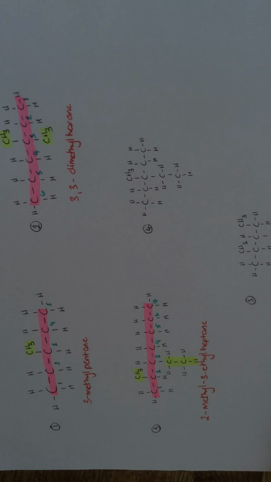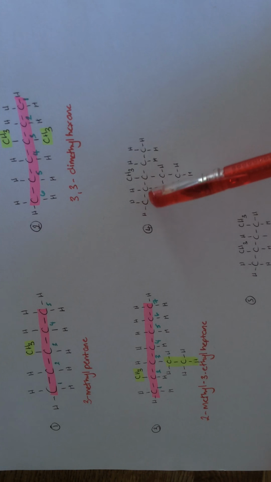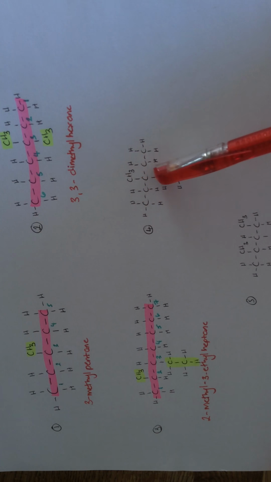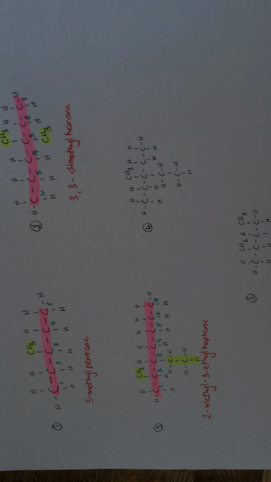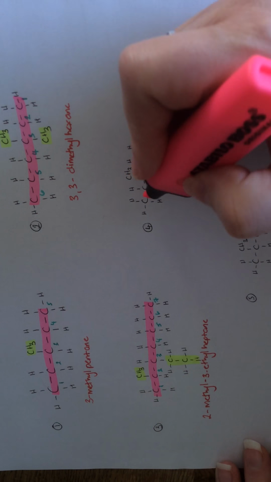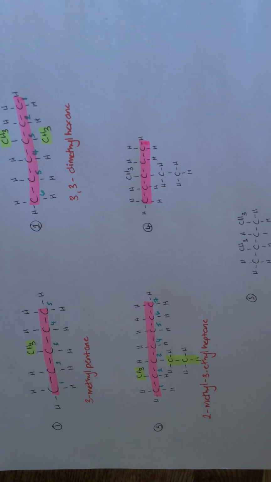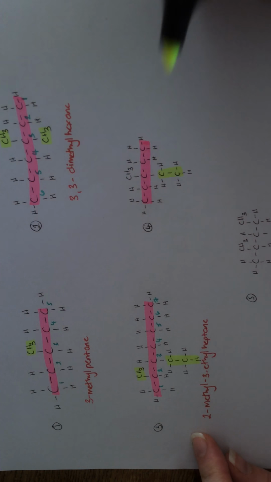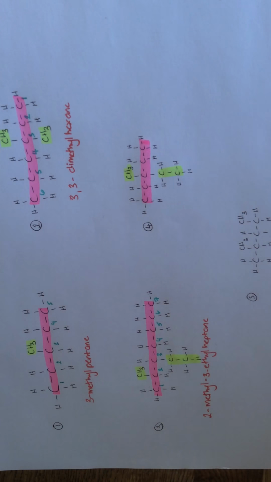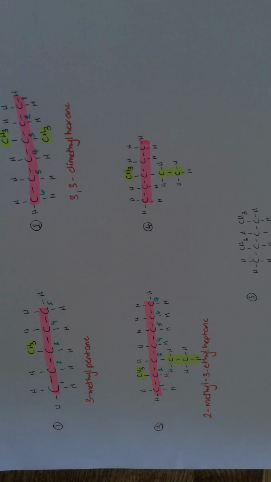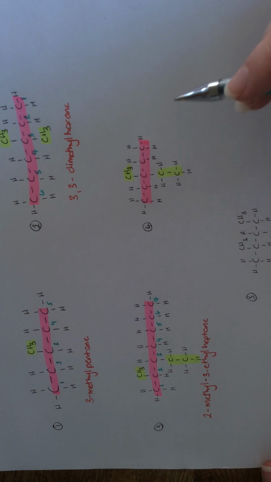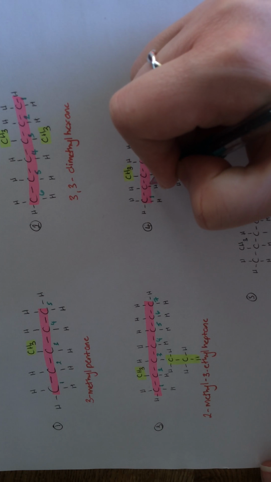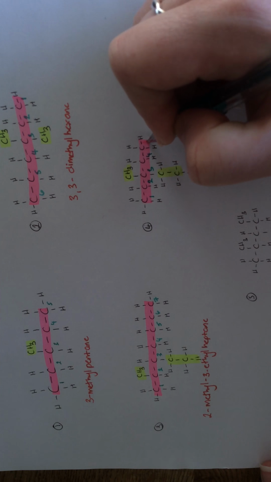Number 4 then, longest continuous chain. 1, 2, 3, 4, 5. So 5 it is. Does it have any branches? Yes, it does. It has an ethyl branch and a methyl branch, and you know that by the number of carbons they have. What side are these branches closest to? They're equidistant to both, so I'm just going to number from here: 1, 2, 3, 4, and 5.